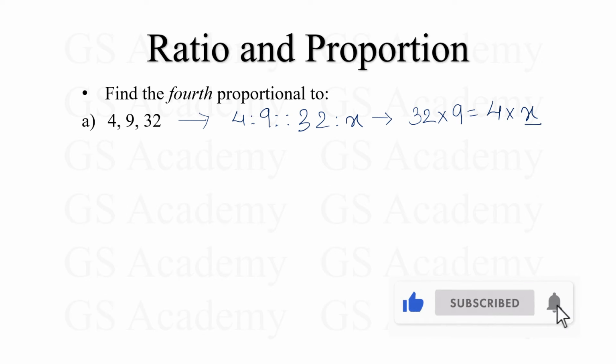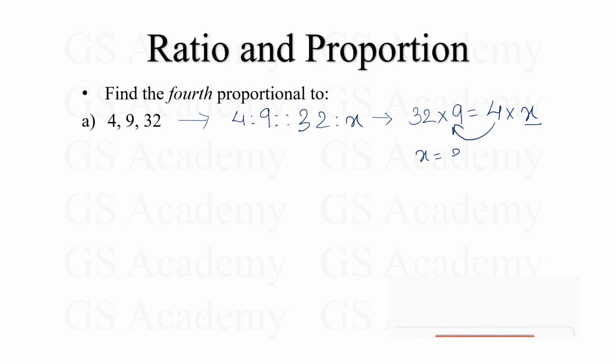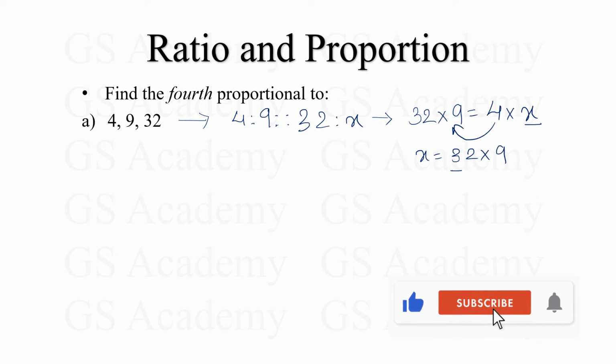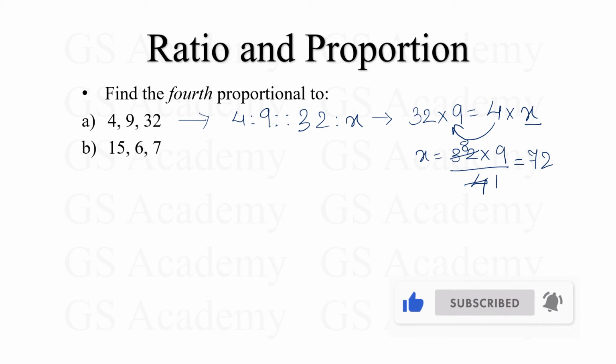In order to find the value of x, we will shift this 4. So x is equal to 32 into 9 upon 4. So 4 ones are 4, and 4 eights are 32. So the answer will be 8 nines are 72. Now, next question: 15, 6 and 7.